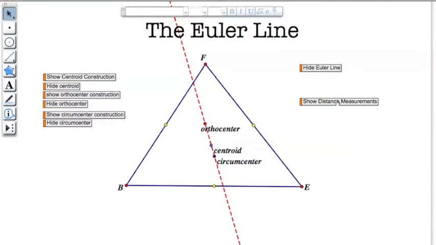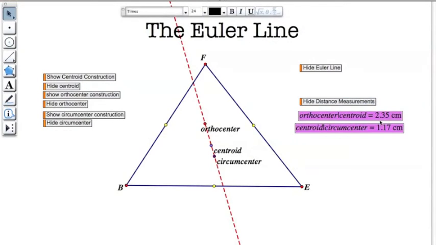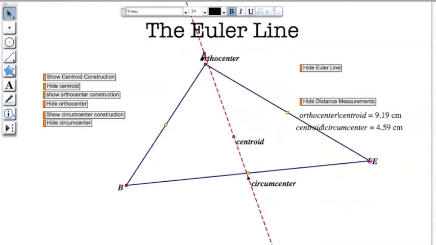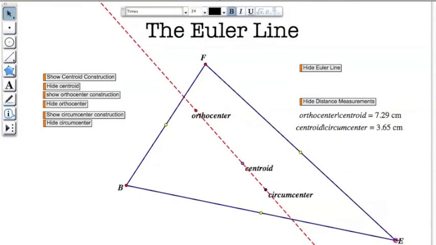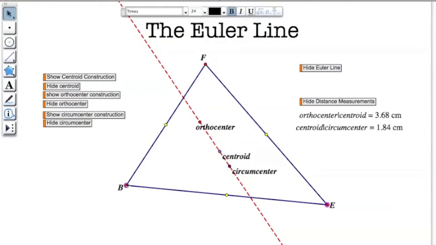And we would have come to that conclusion by measuring both distances, which we can see here, that the distance from the orthocenter to the centroid is twice as much as the distance from the centroid to the circumcenter, and it doesn't matter how big or small the triangle is.